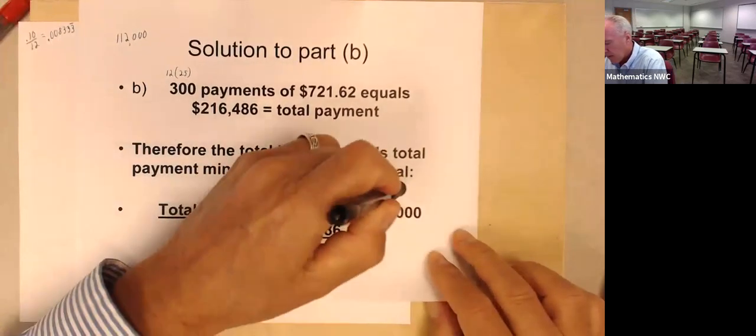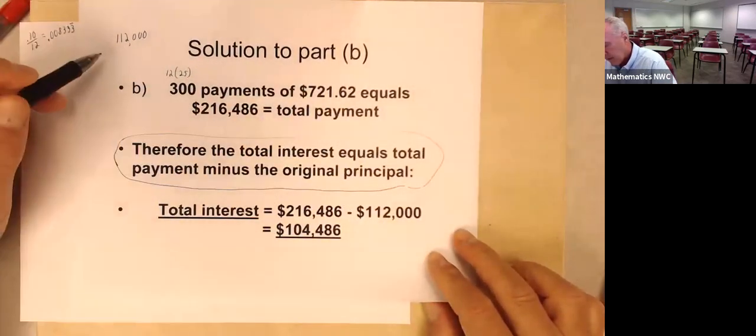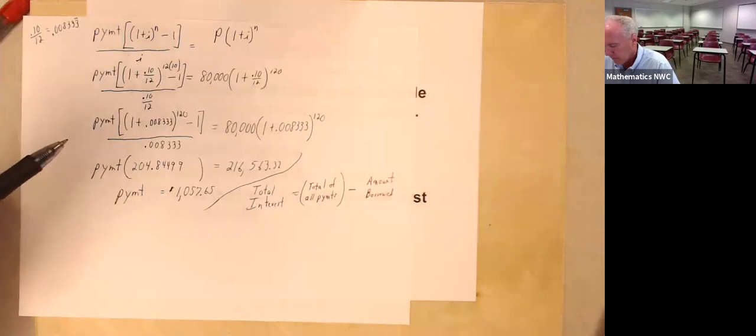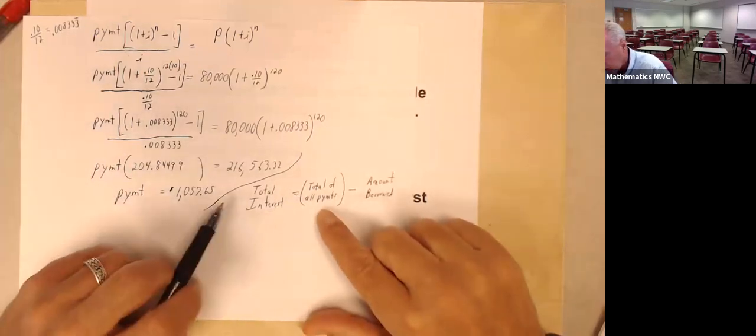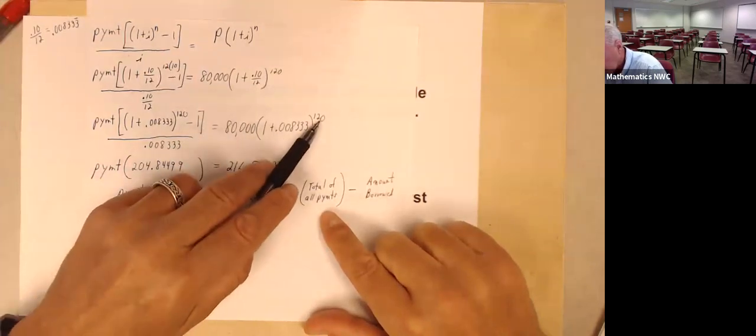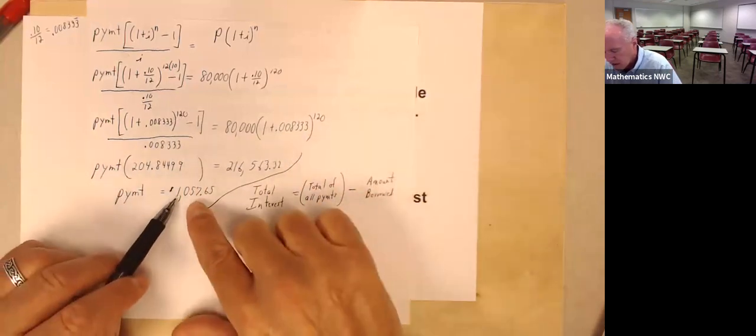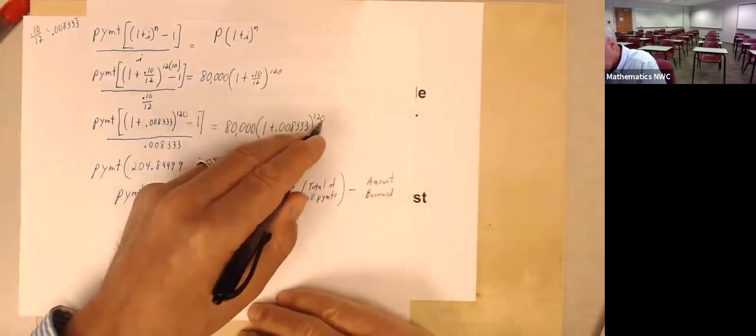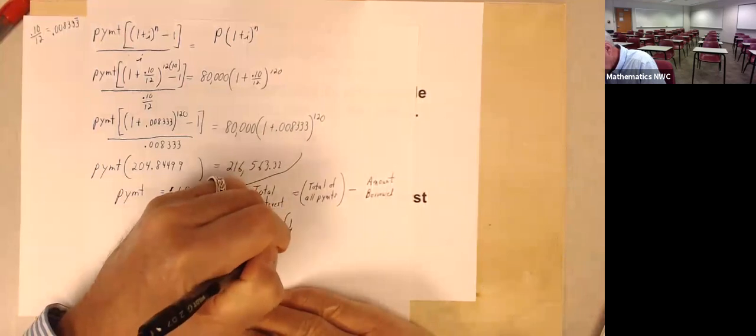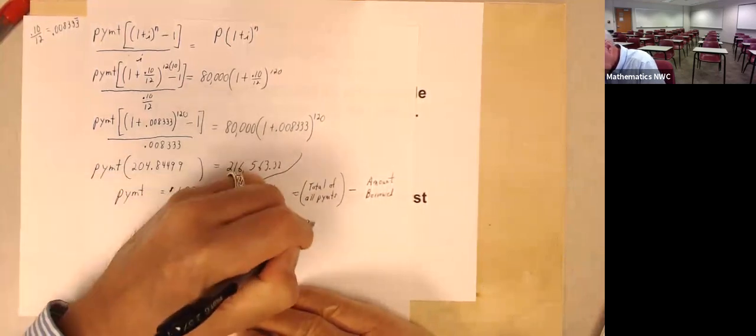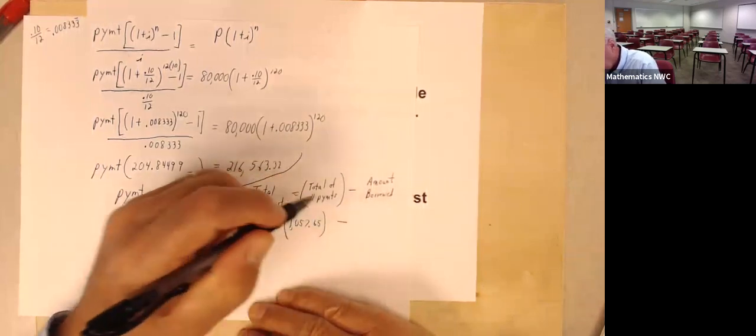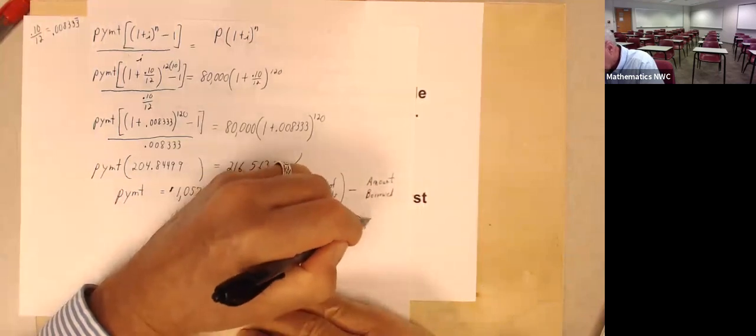We said it right here earlier. Total payments minus the original principal. So in my case, for this problem, the total of all payments is going to be, I'm going to have made 120 payments, each of which was $1,057.65. So 120 times 1,057.65. That's the total of all my payments, minus the amount that I borrowed, which was $80,000.